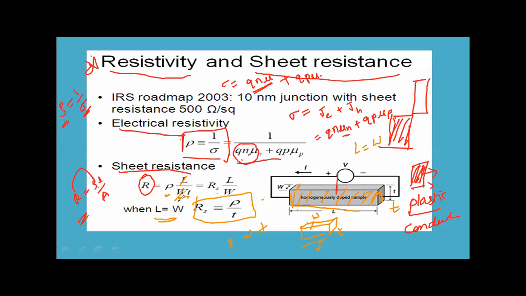The sample must be square shaped. Sample is square. In this case, width is equal to length, right? Is it clear, Sushma, Narsimha? Yes, sir. So length is equal to W, and when that is the case, R is equal to rho by T. Did you note it down? Please note down, please copy everything.